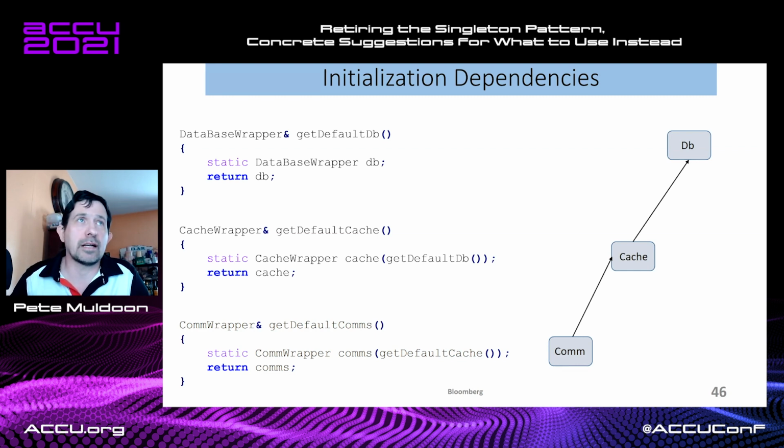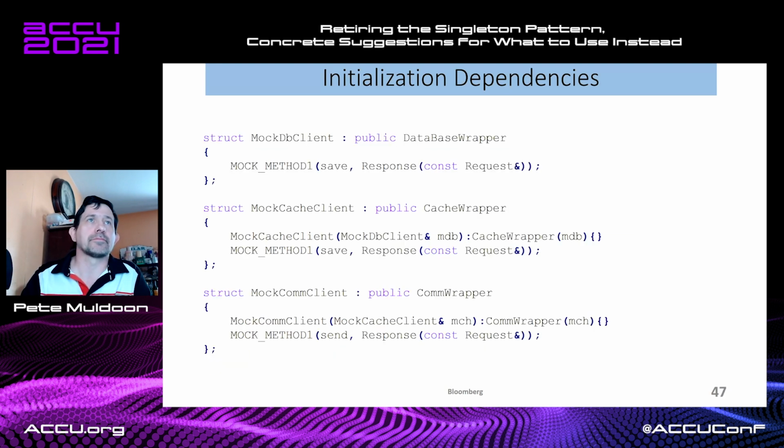And then we return down the chain. The database gets constructed and returns. The default cache is going to have a cache wrapper constructed. Now it can return the cache. So the comms has the cache, and now it can return itself. So doing it this way, we don't have to worry about any special init calls in main. We don't have to worry about the order. It's built into the language. This is why we have constructors, right?